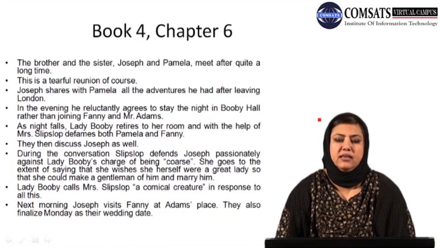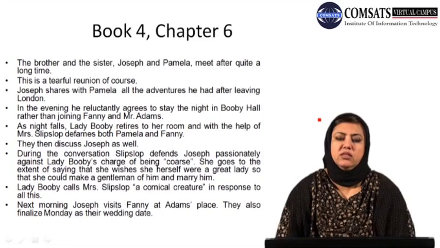In the evening, he reluctantly agrees to stay the night in Booby Hall rather than joining Fanny and Mr. Adams. Naturally, he wants to go back. He doesn't want to stay at this place, firstly because of Lady Booby, and secondly because he wants to meet Fanny and he thinks that he would be more comfortable at Adams' place.